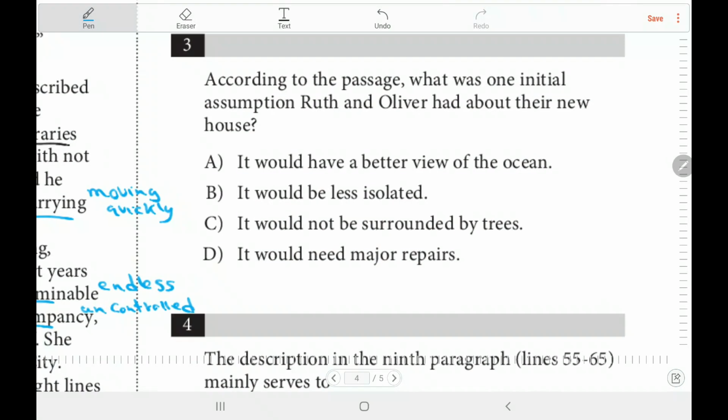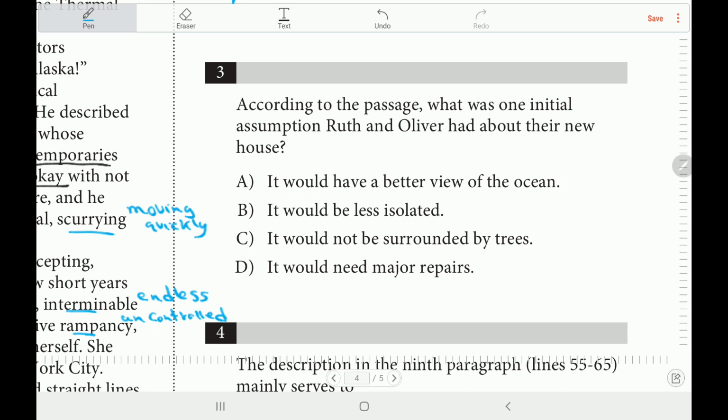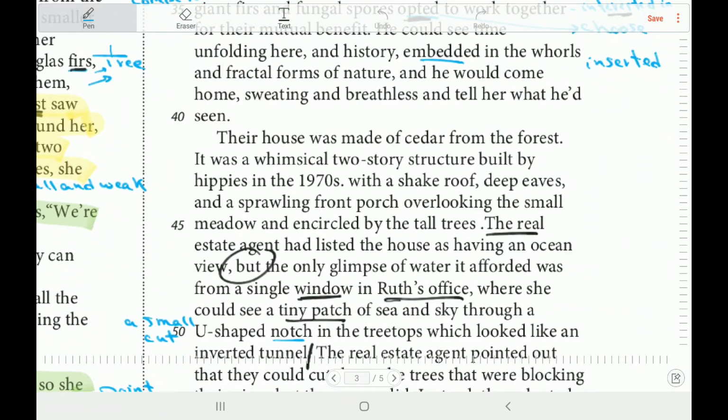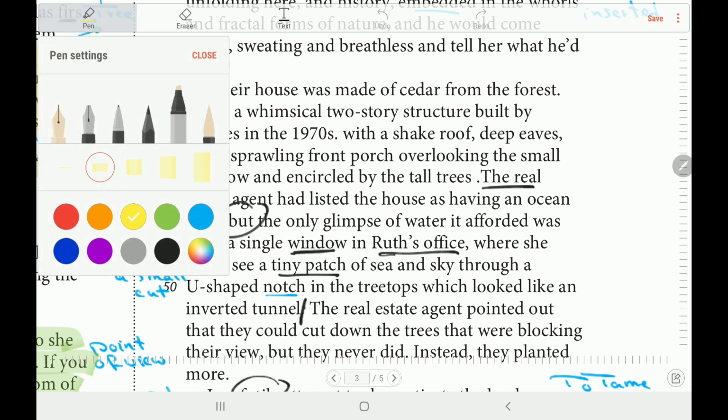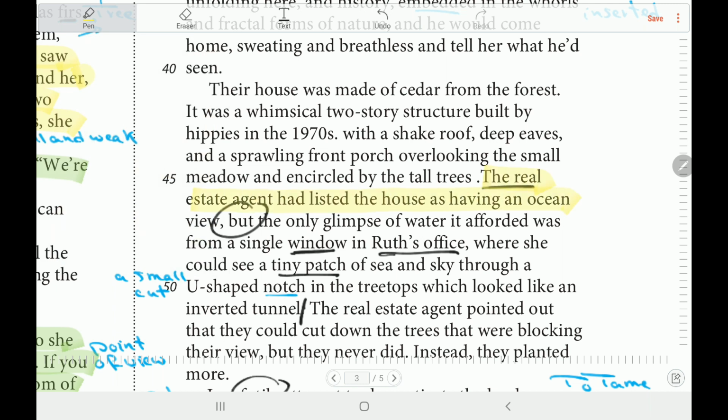Okay. Question 3. According to the passage, what was one initial assumption Ruth and Oliver had about their new house? Again, we have no evidence here. So, what was her initial assumption? What did they think about the house initially? I think that was mentioned in line 45. Okay, so the real estate agent had listed the house as having an ocean view. But, again, it's a but. The only glimpse of water it afforded was from the single window. So, what did they assume about the house before coming to it? Ocean view.